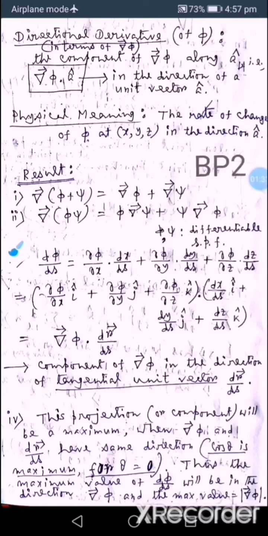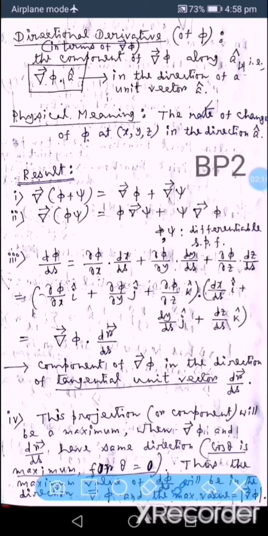or component will be maximum when del phi and dr/ds have the same direction. As we know, a dot b is equal to mod a mod b cos theta. So the maximum value of cos theta is 1 for theta equal to 0. So this projection will be a maximum when del phi and dr/ds have the same direction. Thus, the maximum value of d phi/ds will be in the direction of grad phi, and its maximum value is mod grad phi.